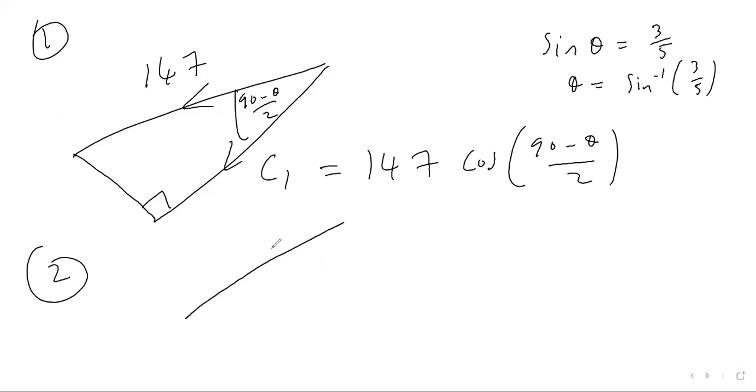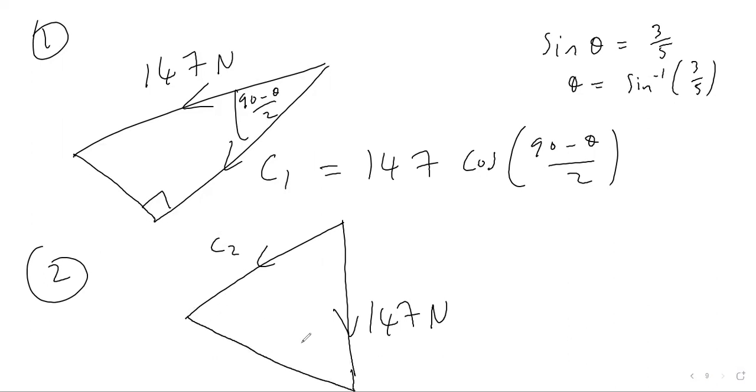So again, you've got your C2 component going down there, your 147 newtons going down vertically. Again, you've got a right angle triangle like this. So right angle there, that's supposed to be a right angle. This 147 must be the hypotenuse. Again, you've got your 90 minus theta over 2 there. So again, your C2 is adjacent to the angle. Hypotenuse is 147.